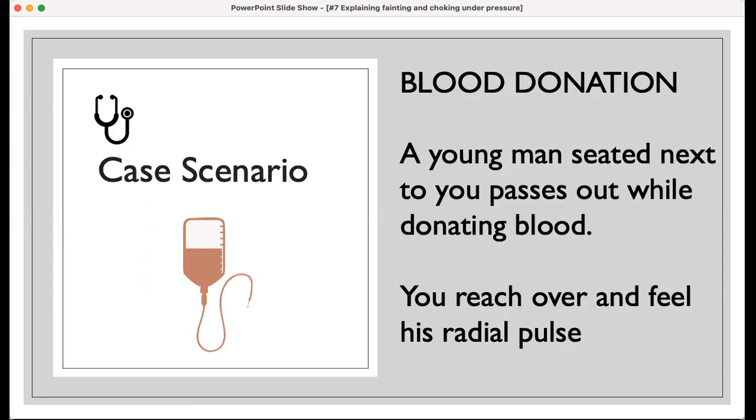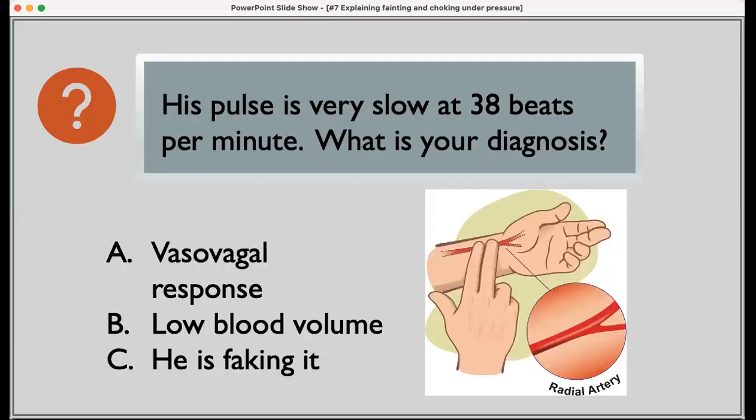Okay, another case scenario. This is about a blood donation. A young man seated next to you passes out while donating blood. You reach over and feel his radial pulse. His pulse is very slow at 38 beats per minute. What is your diagnosis? Is this a vasovagal response? Is this low blood volume, or is he just faking it?